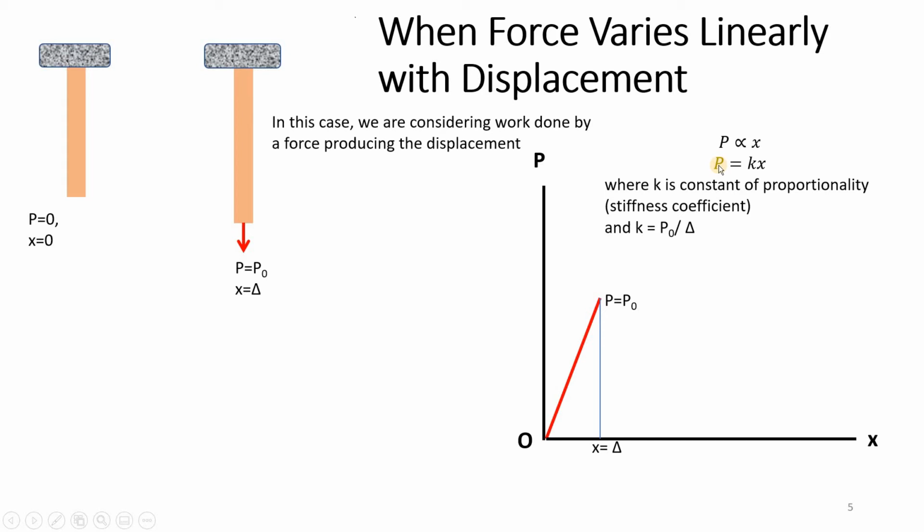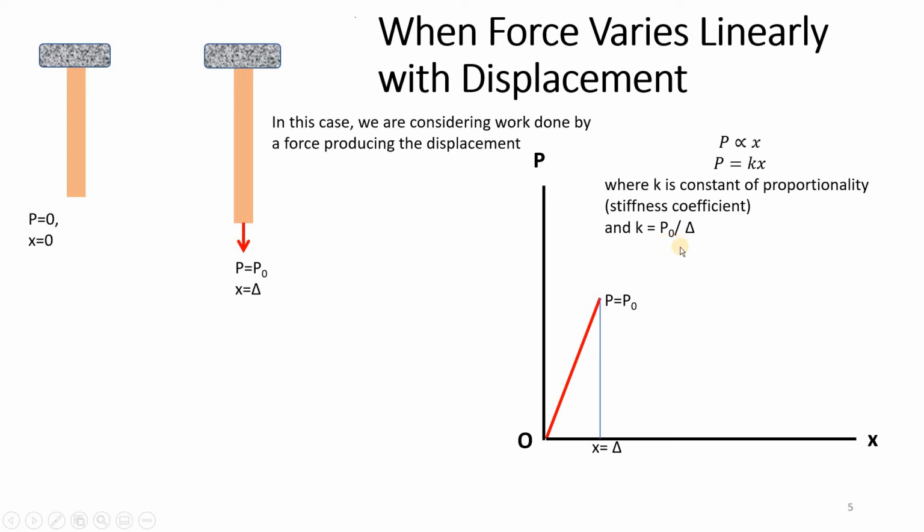Our force is directly proportional to the displacement it is producing, and we can introduce a constant of proportionality K. So P is equal to Kx, where K is, generally speaking, a constant of proportionality, but there is a specific name for this. It is called the stiffness coefficient. I just wanted to let you know the name: stiffness coefficient, or simply stiffness. So the stiffness of the bar, the rod. So K is equal to P naught over delta.